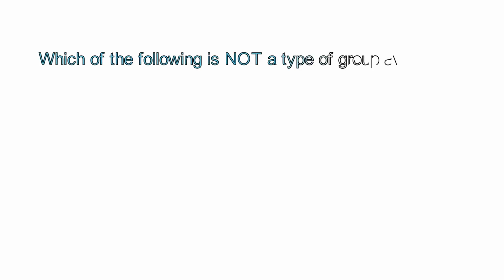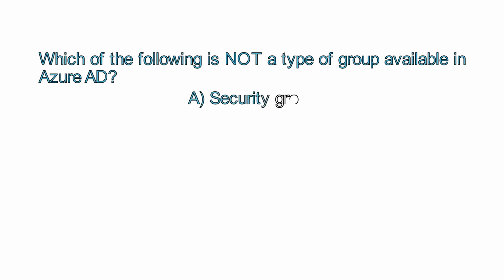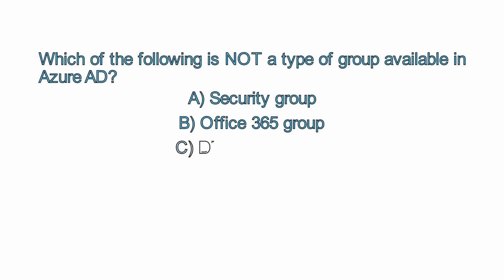Which of the following is not a type of group available in Azure AD? A. Security group. B. Office 365 group. C. Distribution group. D. Resource group.